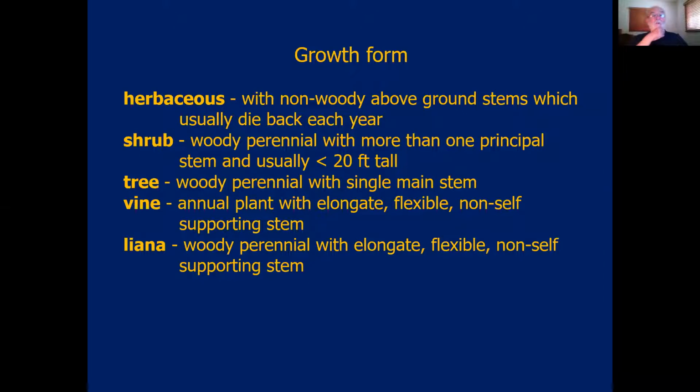According to their growth form, not so much to the life cycle, but the way they grow, plants can be herbaceous, shrubs, trees, vines, and lianas. Let me explain what each one of those is. A herbaceous plant does not produce wood. Many plants have the ability after the first growth to produce what is known as a secondary stem that is woody. They produce wood inside of the stem.